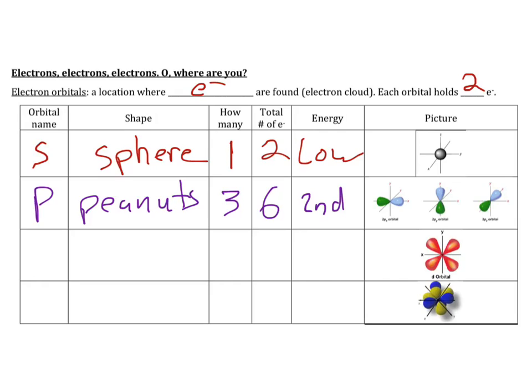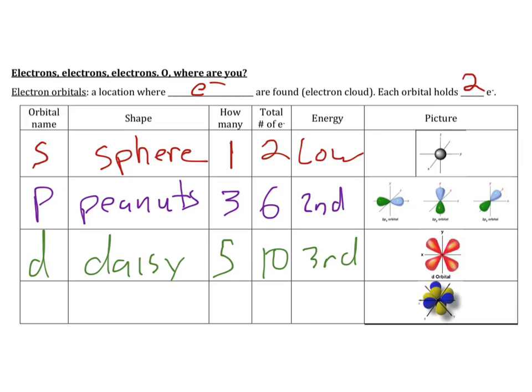Now, the next one is d orbitals. D orbitals are like daisies. Okay, they look like daisies. See, looks like a daisy. And there are 5 orbitals in the d orbitals. So how many total electrons? Well, again, 2 electrons in each orbital. There's 5 orbitals, so that is 10 electrons. And these are the third lowest energy, so they're actually kind of high energy.